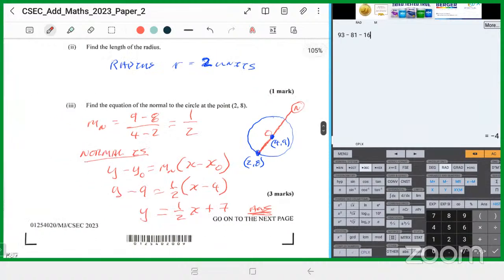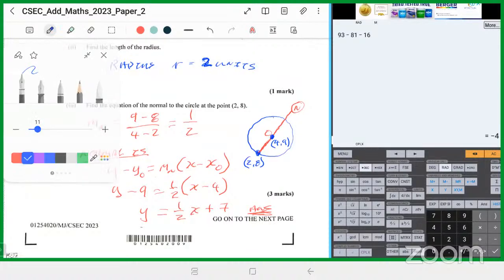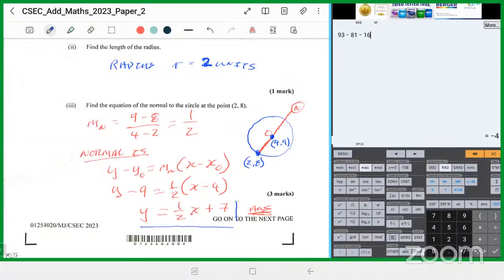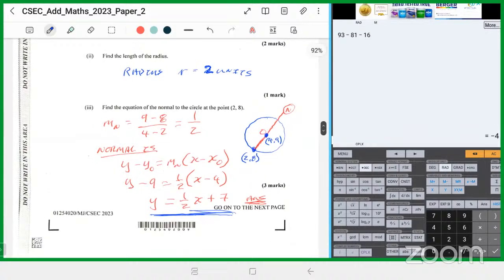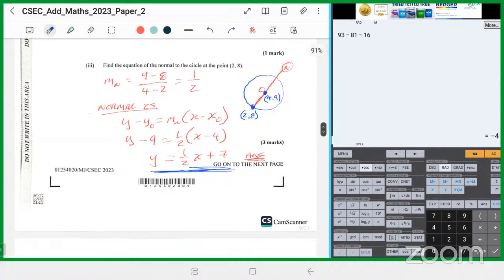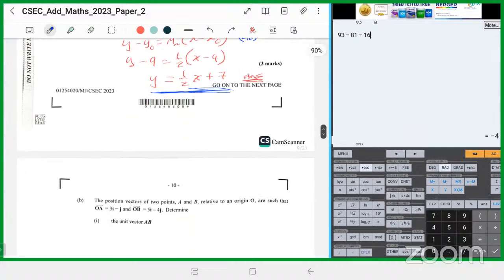This is my normal. I just put a line under it. That's my normal that I've underlined. Half of the negative 4 is negative 2, and then we transpose the 9. 9 minus 2 is 7. That's my normal using the information that was provided. Okay, that is that. All right, next question.